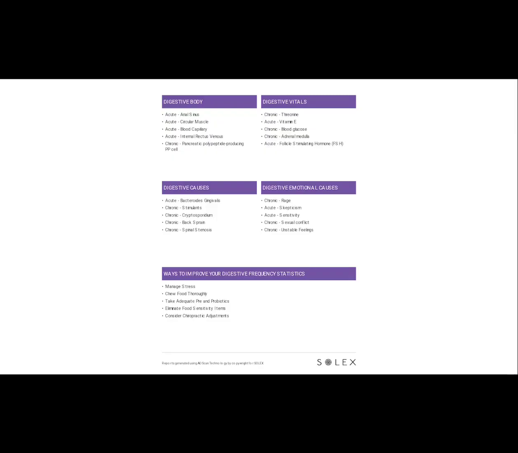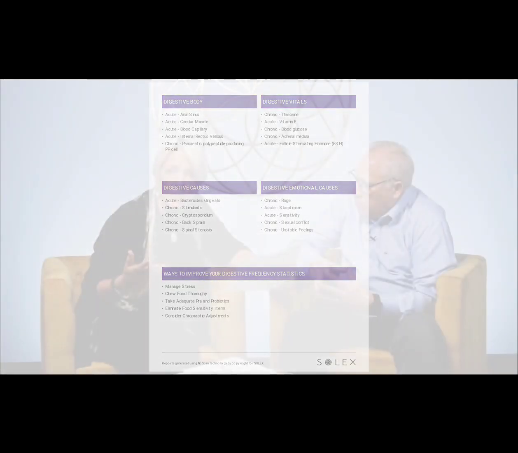Now, if you looked at the most important part of her report, the emotional causes were rage, skepticism, sensitivity, sexual conflict, and unstable feelings. Right there, you have a foundation emotionally for the body to start using up all of her trace minerals and then have it affect every other system of the body. So even if you just had this digestive section, you would be able to have an improvement in the health of the body by paying attention to the emotions that were listed and looking at the different lifestyle suggestions at the bottom. I want to interject here just for a second.